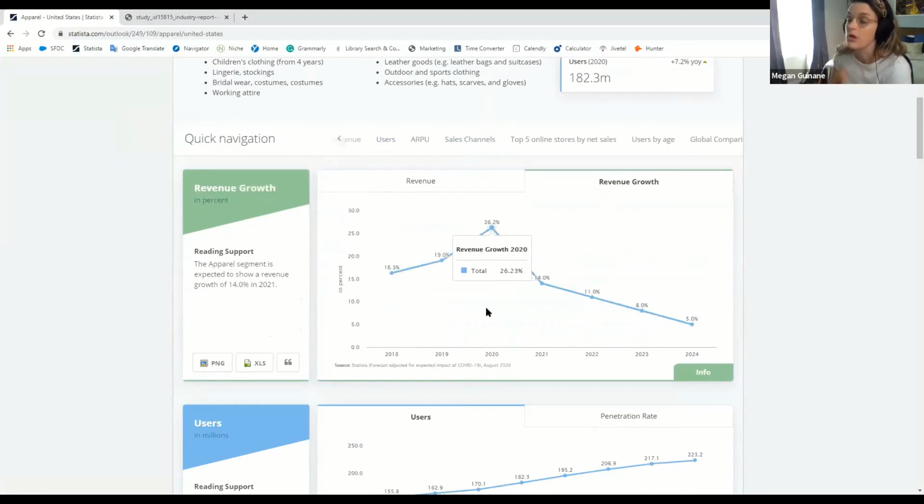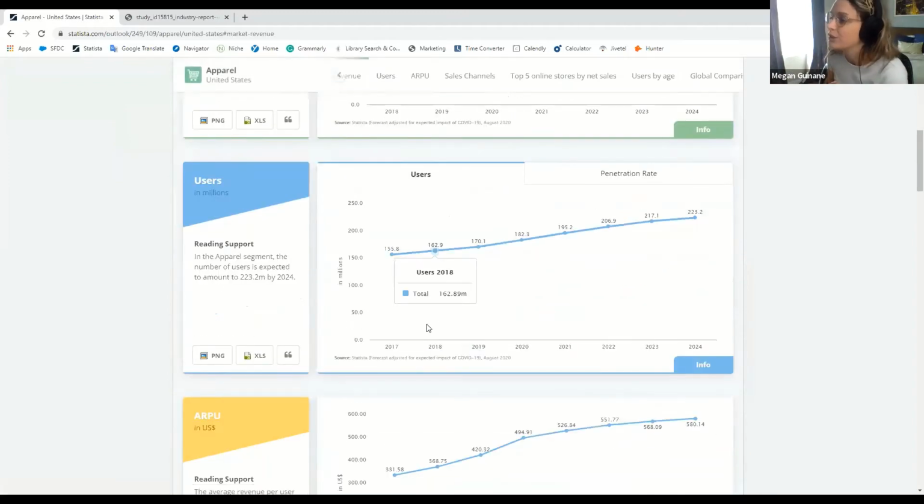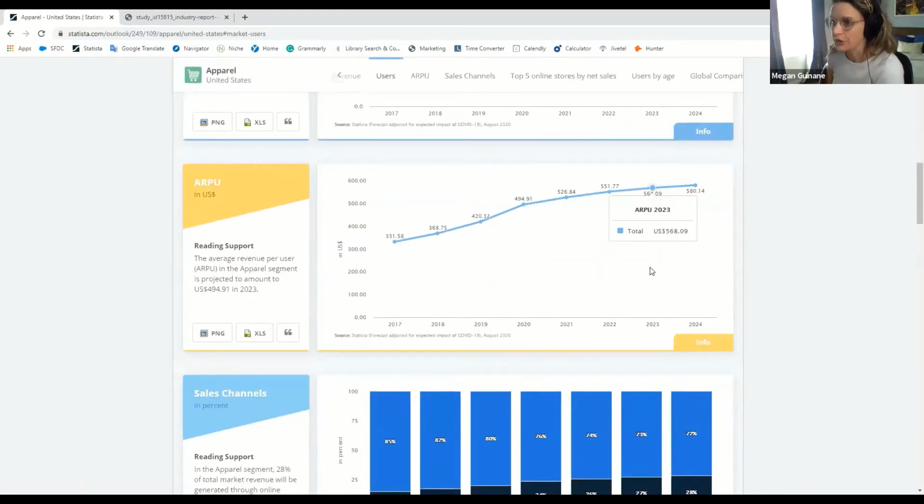It looks like more people are buying some pieces of apparel in 2020 online because of COVID-19. I guess we're home and we're shopping a lot. Users, so how many people are online shopping for apparel and how we expect it to grow over time. Average revenue per user, so how much money is one single person spending or generating.